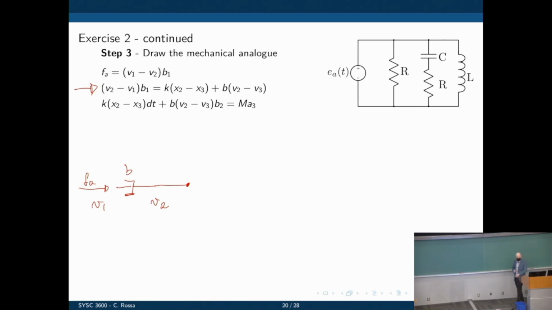And you see that on the left side of the equation, we have the damper. On the other side, you now have 2 elements added together, B and K. So this is likely a spring and a damper. On one side, you have V2 or X2, and the other side, you have V3 or X3. So this is K and this is B.